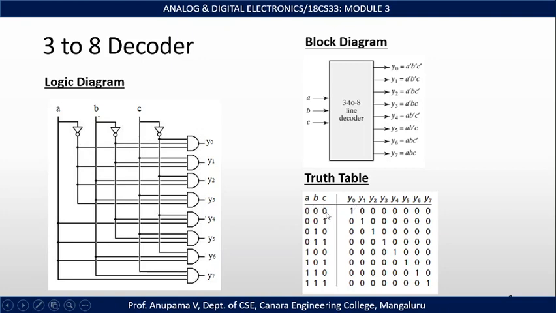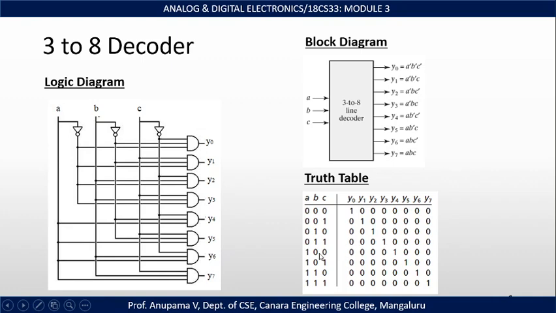When ABC is set to 0, Y0 is activated, Y1 to Y7 are deactivated. When A and B are 0 and C is set to 1, then Y1 is activated, all other outputs are deactivated. When A is 0, B is 1, C is 0, Y2 is 1 and all other outputs are 0. When A is 0, B and C are equal to 1, then Y3 is 1 and all the remaining outputs are 0.